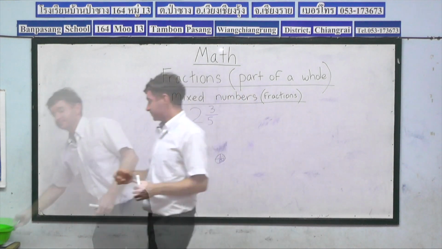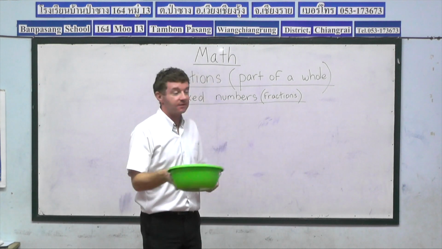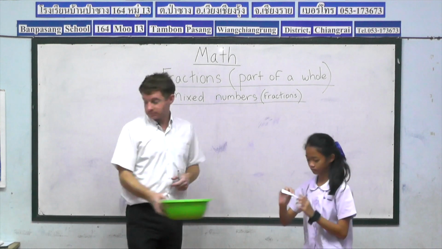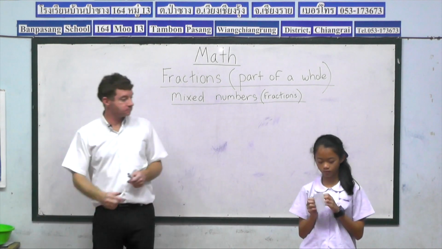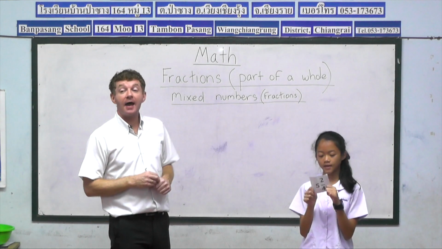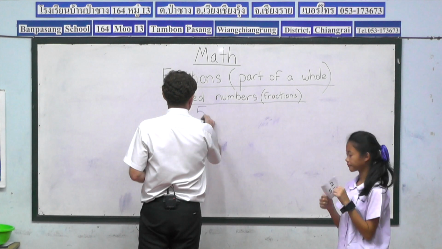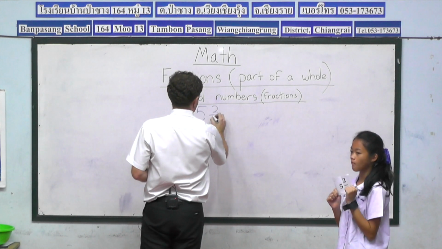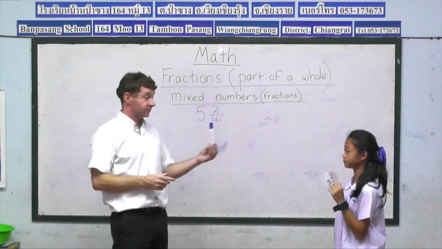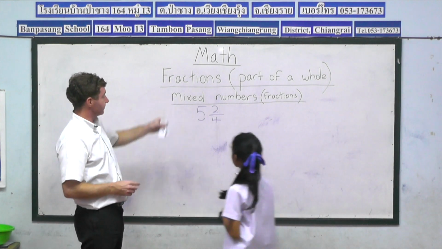Let's do some more. And now for Dawn. Come and join me at the front, please. And Dawn can choose her flashcard and show it to her friends. Five, 2/4. Okay. So the whole is 5. Then 2/4. So Dawn, can you demonstrate how to do this mixed number?